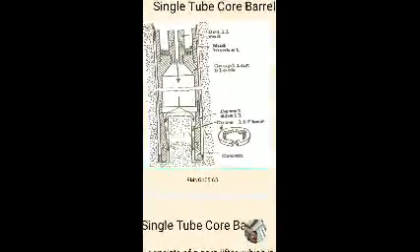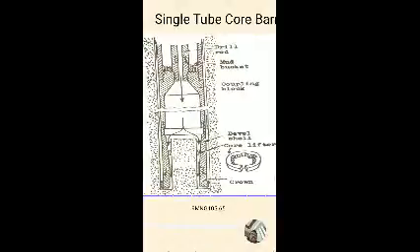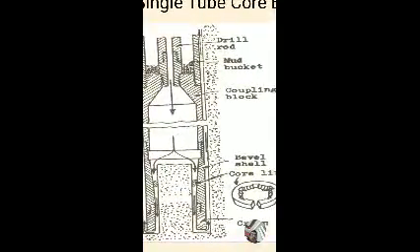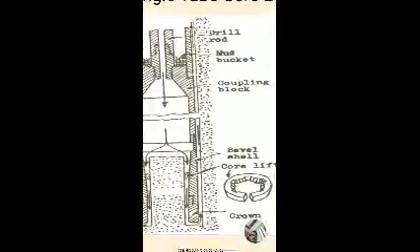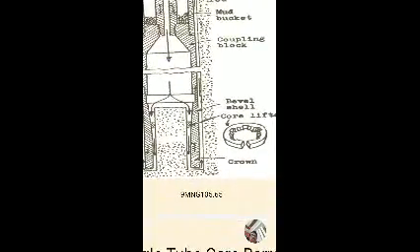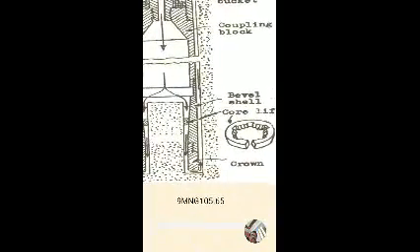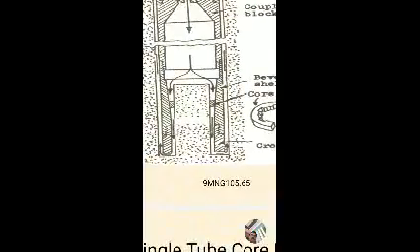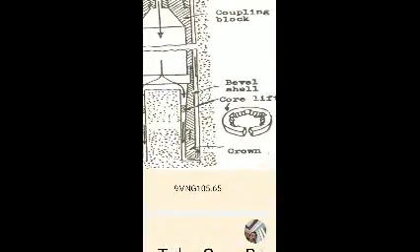This is the core barrel. This is drill rod. Here this is mud bucket. This is coupling block. Here is bevel shell. Bevel shell is nothing but its circumference varies.